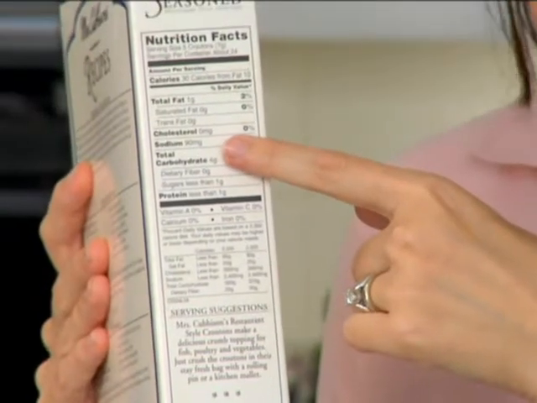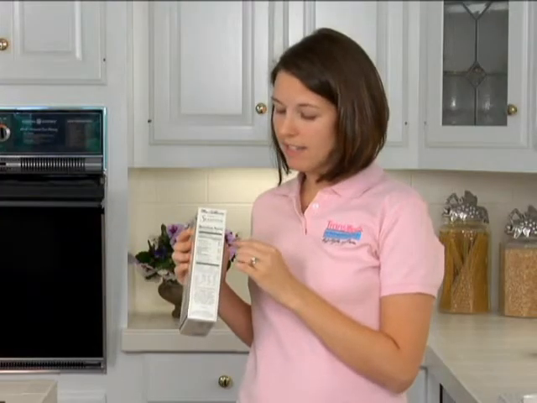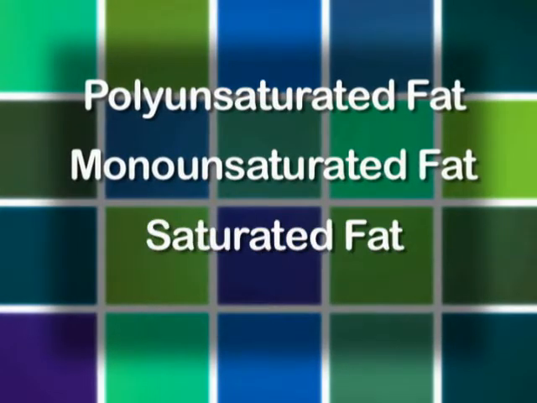The first area is total carbohydrates. We're going to look at protein, total fats, ingredients, and percent daily value. The first area we're going to target is total fats. There are 4 different things that make up the total fat for a product, which includes polyunsaturated fats, monounsaturated fats, saturated fats, and trans fats.